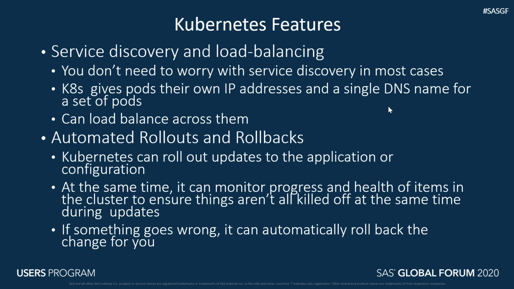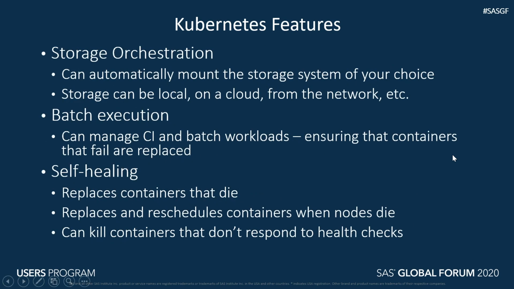It can do automated rollouts and rollbacks. It can roll out updates, and it can also monitor progress to make sure it keeps the system going, keeping instances of applications going in the containers in the pods, and it can automatically roll back changes for you as well. Kubernetes also deals with storage orchestration. You can automatically mount the storage system of your choice. So if you're working on a cloud, for example in AWS, you can use S3. The storage can be local on a cloud or from the network. So Kubernetes allows us to manage where we store our data.